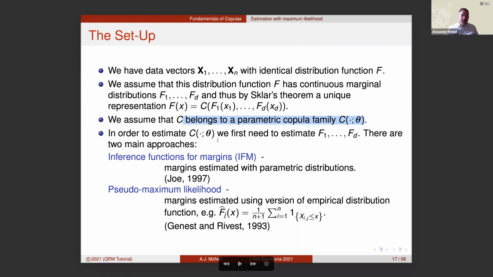And if we want to estimate C, so if we really want to understand the dependence structure, then we're first going to need to estimate all of the marginal distributions. In a sense, in copula inference, we're most interested in finding out about the dependence structure.